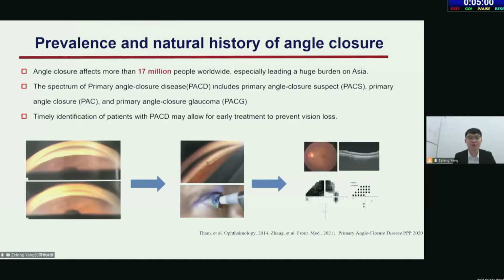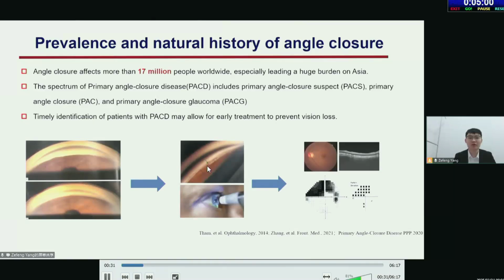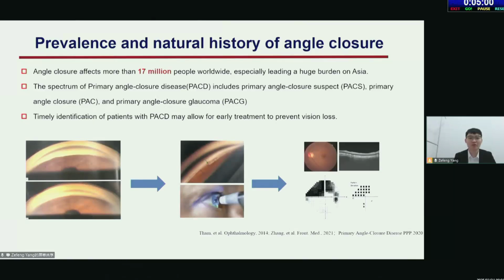Let me introduce the prevalence and the natural history of angle closure at first. Angle closure affects more than 70 million people worldwide. It is a huge burden, particularly in Asia. The spectrum of primary angle closure disease includes primary angle closure suspect, PACS, primary angle closure, PAC, and primary angle closure glaucoma, PACG. Timely identification of patients with PACD may allow for early treatment to prevent vision loss.